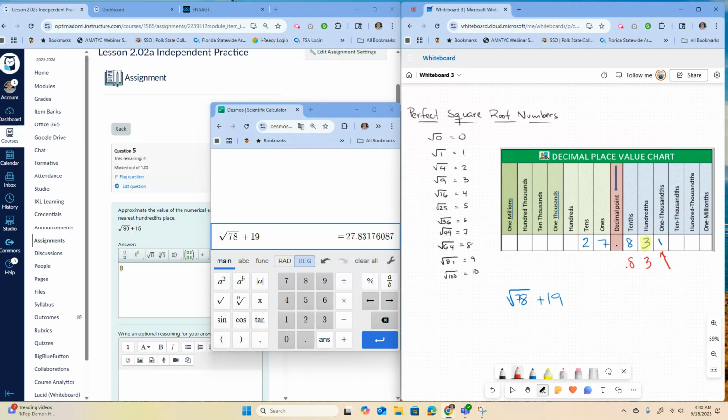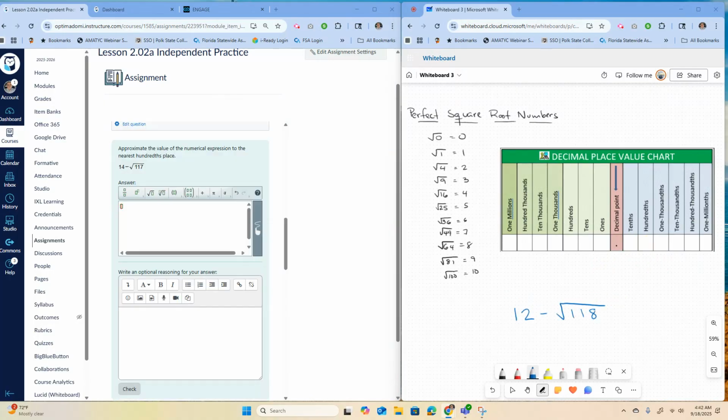and everything else, I keep it exactly the same. So my approximate answer for this is going to be 27.83. Let's go to the next exercise.